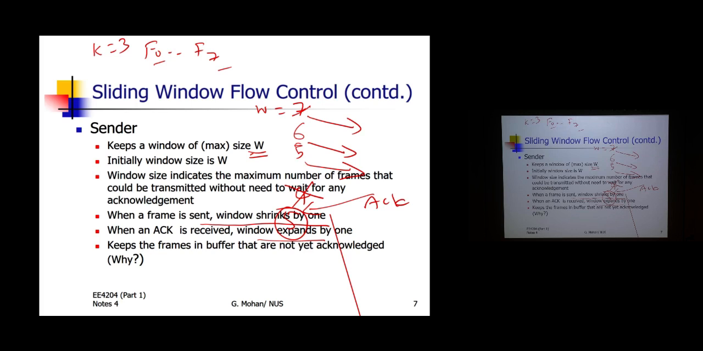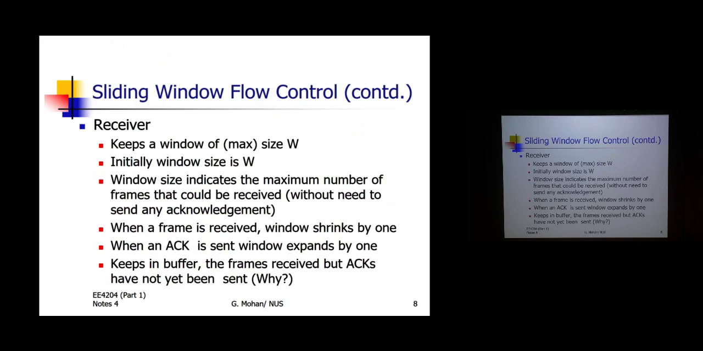That's all. Usually the sender keeps the frames in a buffer until they are acknowledged. Why? Any reason? Can you guess? For retransmission. If there is any error, if something is missing, it should retransmit it. So for that purpose, when a frame is transmitted, it is still kept in the local buffer until it is acknowledged.